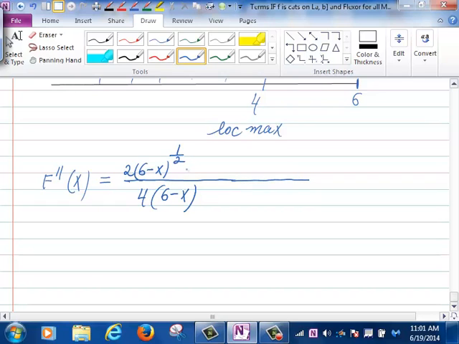Multiplied by the derivative of the numerator, which is negative 3, minus the numerator, 12 minus 3x, multiplied by the derivative of the denominator. The denominator was 2 times 6 minus x to the half, right? So the derivative would be 2 times half, and so that will go away, and you get 6 minus x to the negative half, and then you also multiply by the derivative of negative x, which is negative 1. Okay.